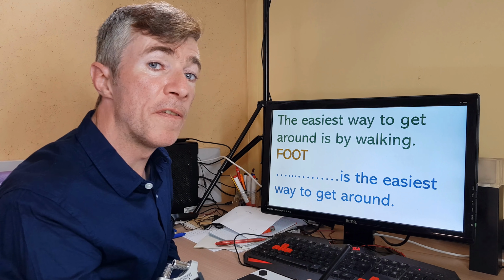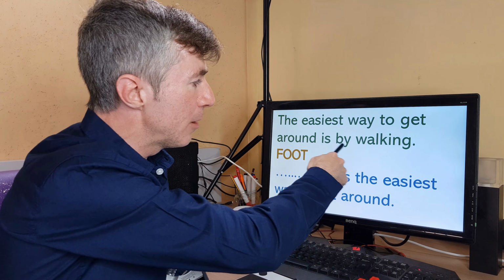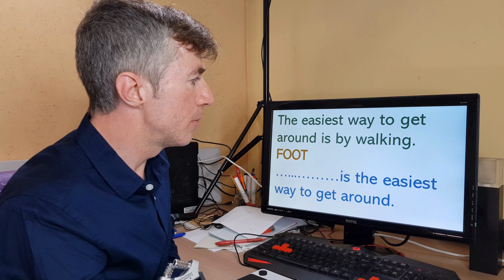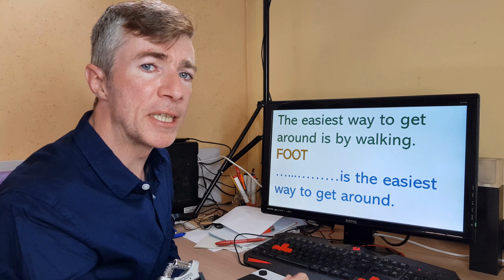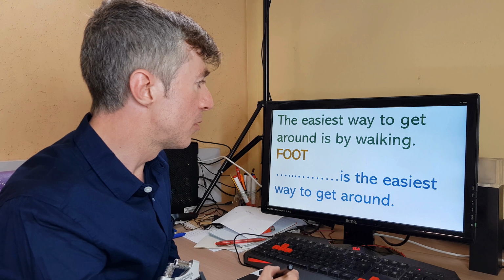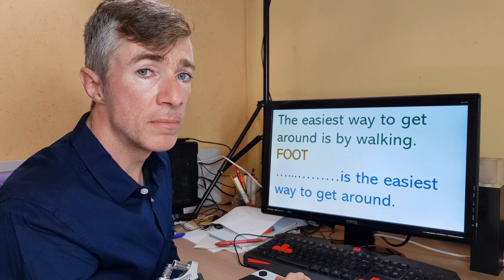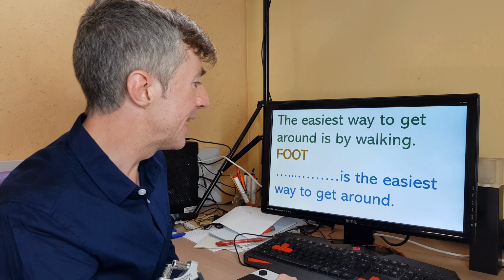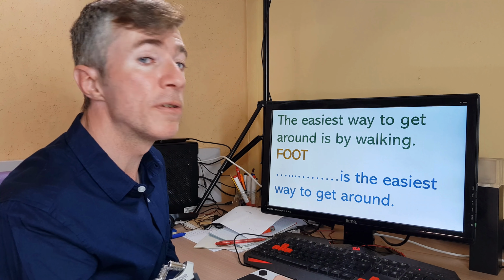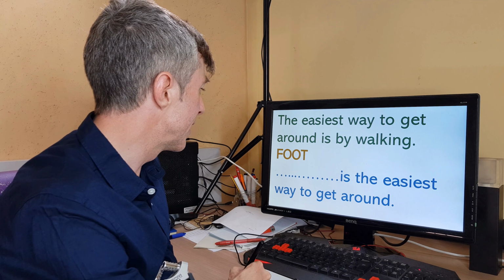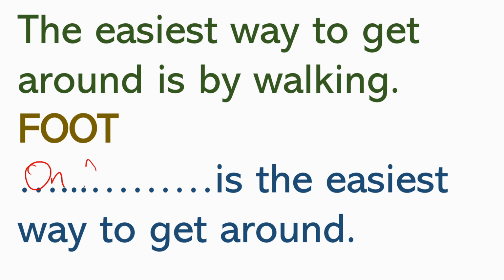In this case, you can see the word foot, and we know that we need to use foot instead of the phrase by walking. Now, of course, we cannot say by foot. That's not the correct phrase. Instead, we would say on foot. So let's try that. On foot is the easiest way to get around.